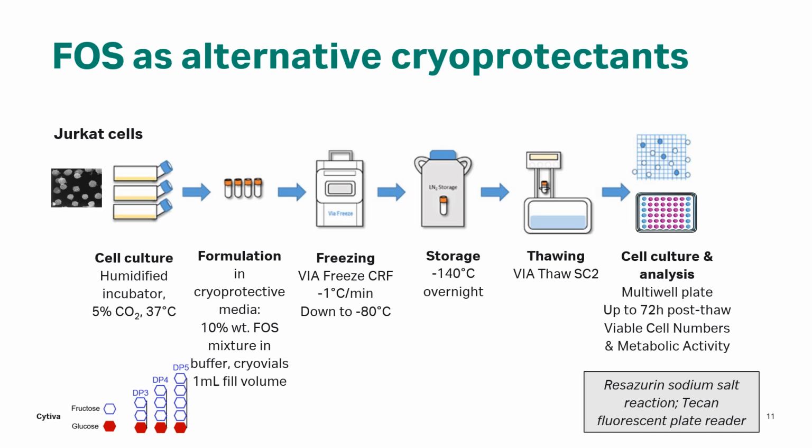The cells were cultured and then cryopreserved in 1 ml cryovials at 1 degree a minute down to -80 degrees, and then transferred to long-term storage at -140 degrees. They were subsequently thawed, and the cells counted, proliferation ability measured, and the metabolic activity determined out to 3 days post-thaw.